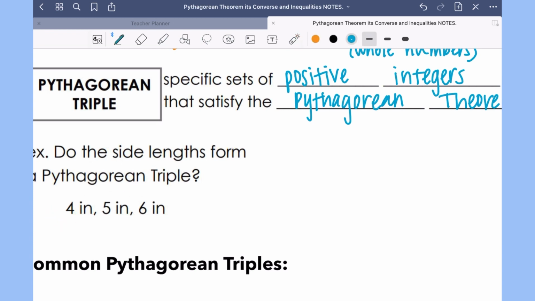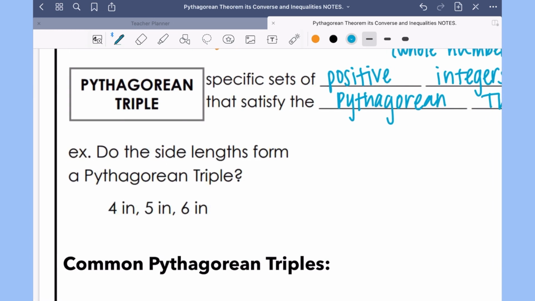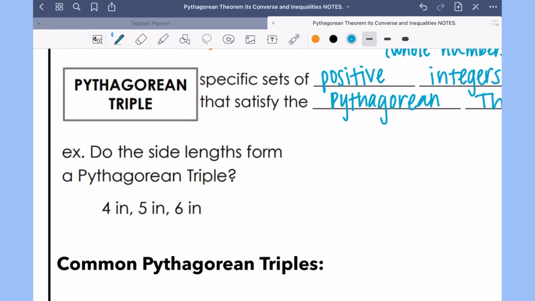So let's try it. Now, question here. How do you know which one is A, B, and C when they're listed 4, 5, and 6?